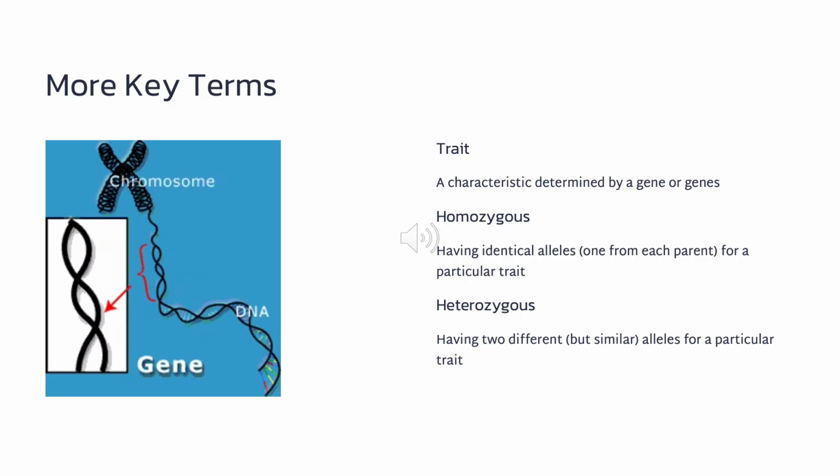Homozygous is having identical alleles, one from each parent, for a particular trait. Compared to heterozygous, when you have two different but similar alleles for a particular trait. So that is the difference between homozygous and heterozygous. Homozygous when you have identical alleles, heterozygous when you have two different alleles for a particular trait.